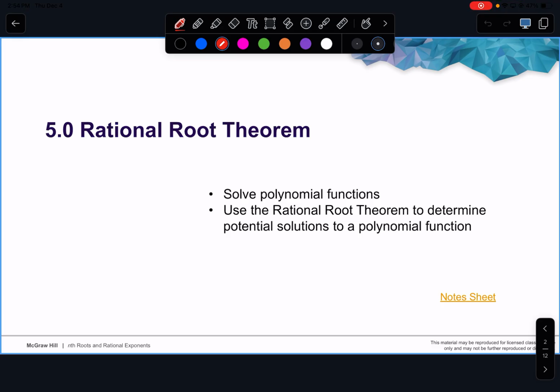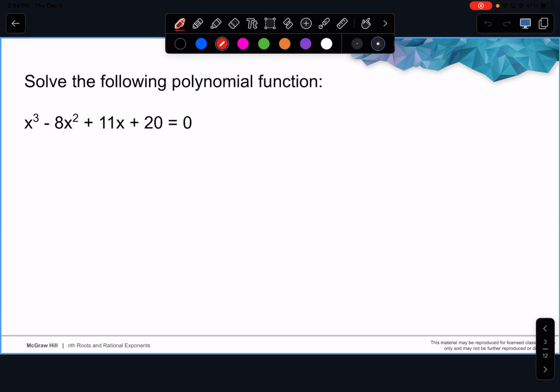Okay, so this is 5.0, 5.5. I think I have it as 5.5 on my Google Classroom stuff, okay? So this is where we're going to start, and I'm just going to throw you guys into the fire here. I want you to use the strategies we've just talked about, synthetic division, to solve the polynomial, all right?